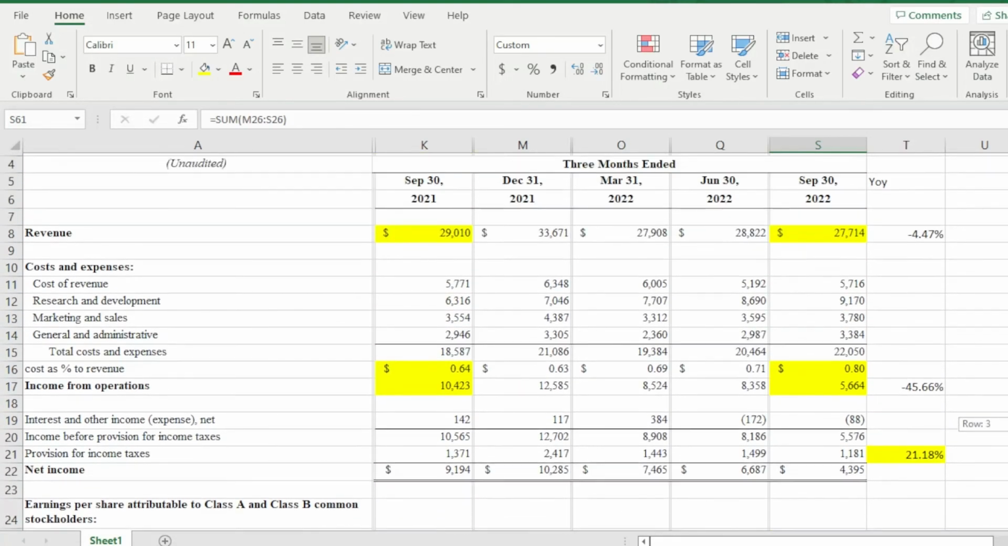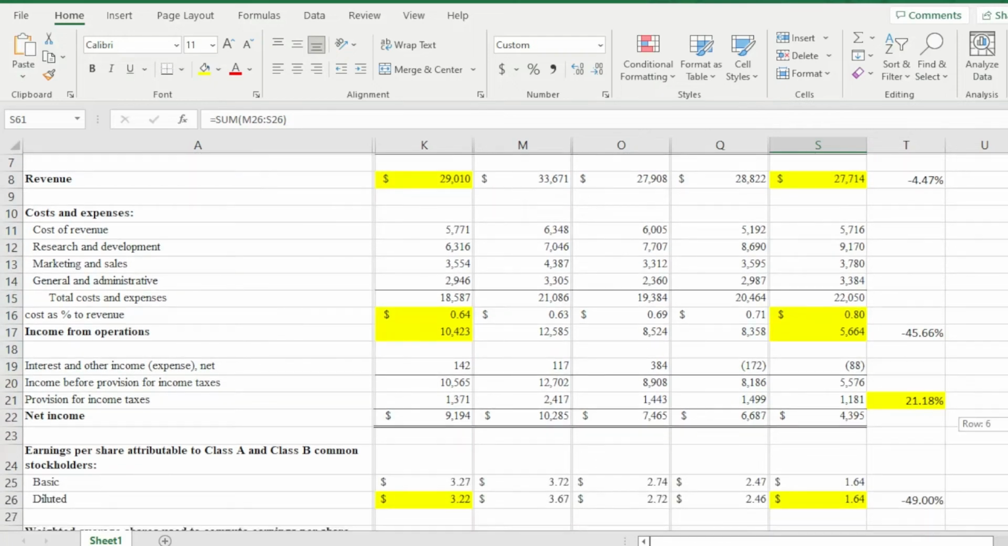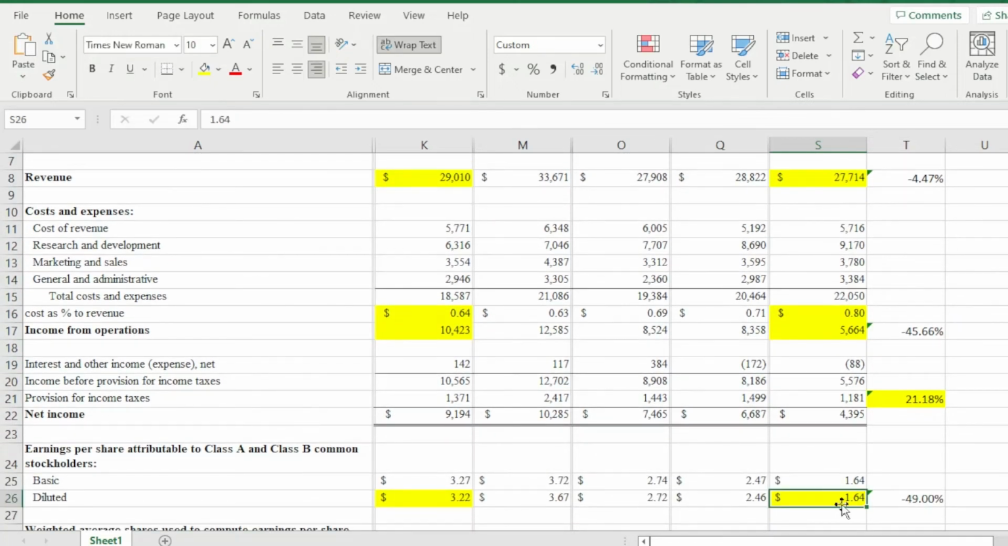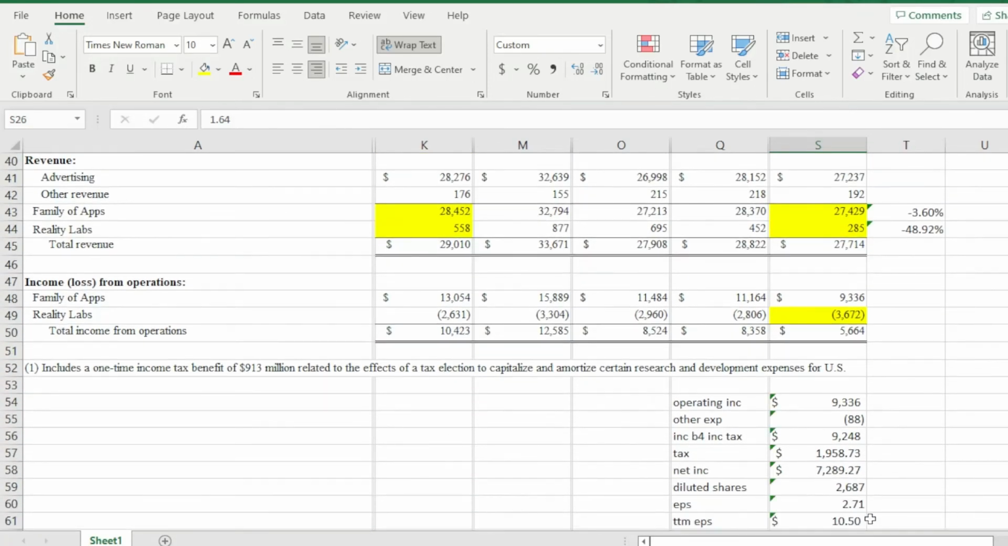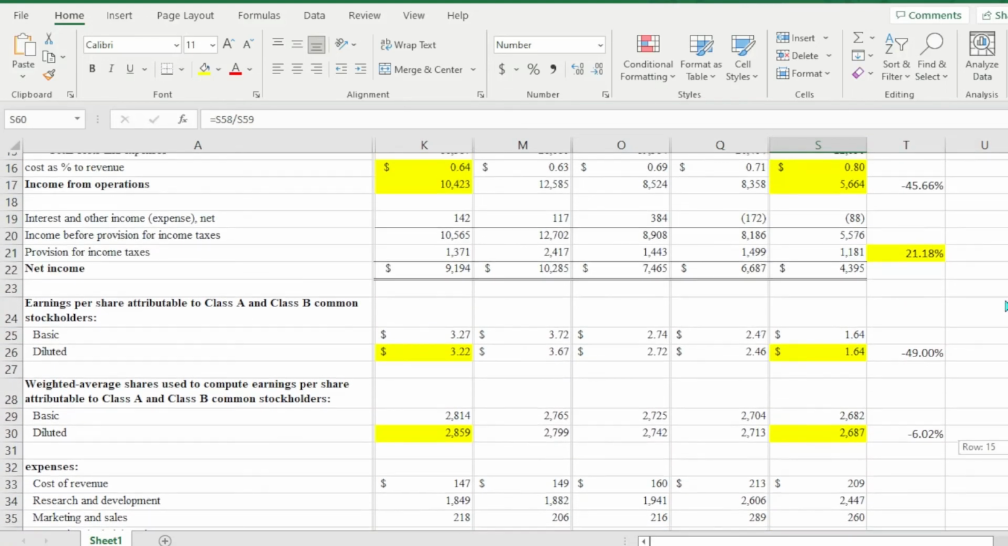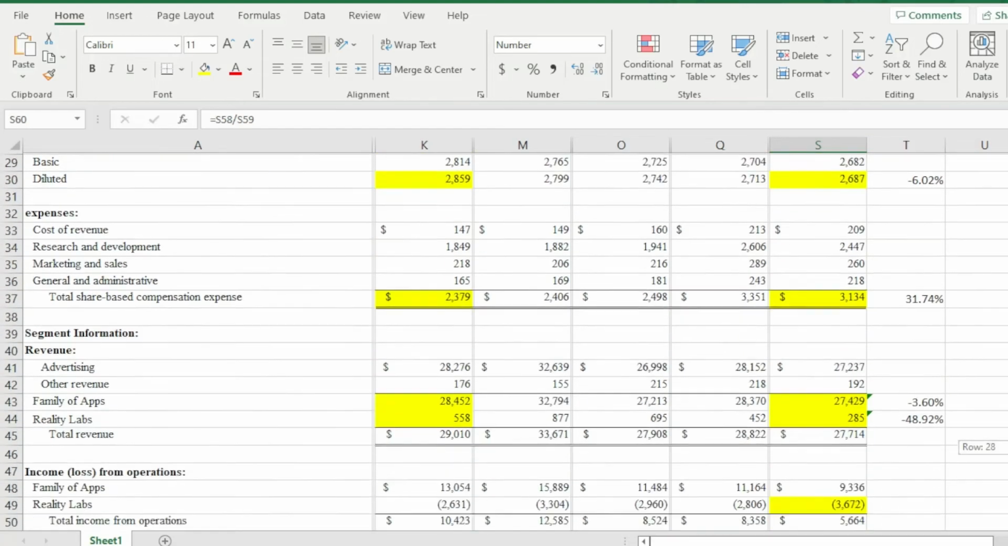Now, as you guys can see, our most recent earnings per share was very, very weak. It was $1.64. So, yikes. And we could have been making $2.71. So this is essentially me letting you know what Meta looks like if we decided to take out that Reality Labs segment. We could have been making $2.71, but instead we made $1.64 in earnings per share.